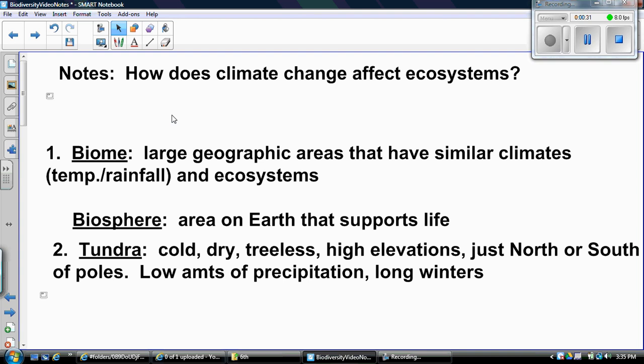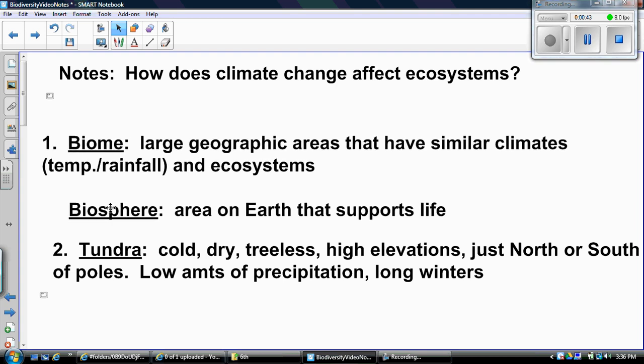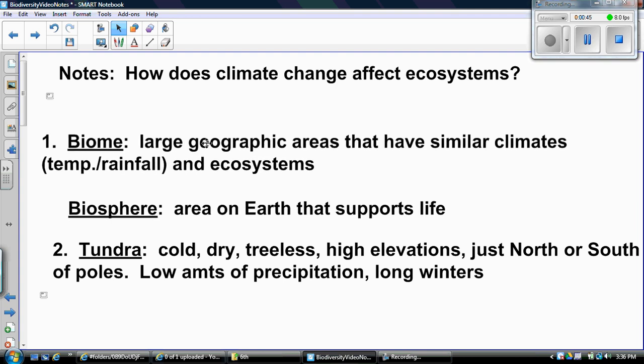Okay, a biome is a large geographic area that has a similar climate. They have the same average amount of temperature and rainfall, and they also have very similar ecosystems. The biosphere, which we saw at the beginning of the unit when I gave you a picture, is all areas on Earth that support life. So it's any area that has a biome.